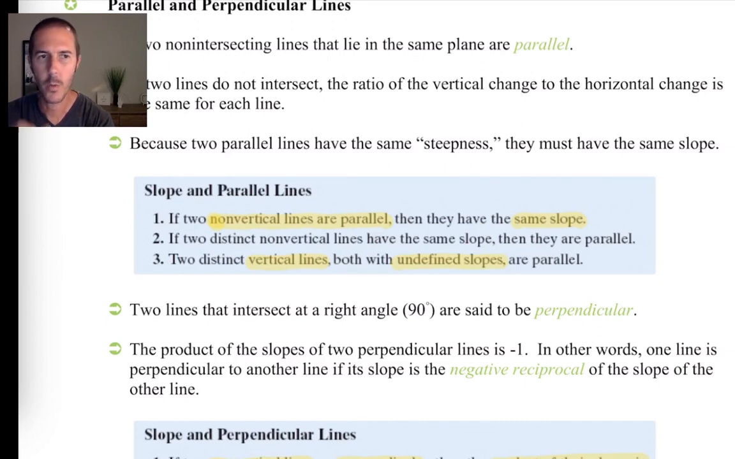And the first thing I wanted to point out that I've pre-highlighted for you is that non-vertical lines are parallel if they have the same slope. And if you have two vertical lines, it's tough to say that they have the same slope because they have undefined slopes. So if you have two lines both of which have an undefined slope, then those lines are parallel also.